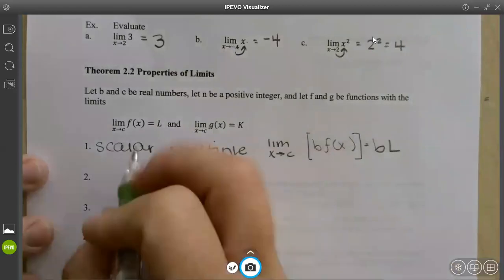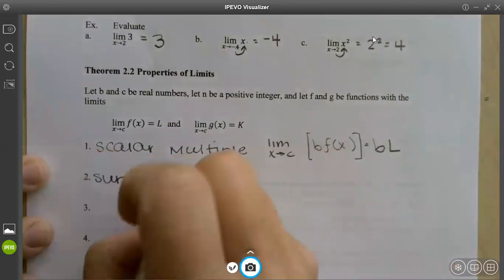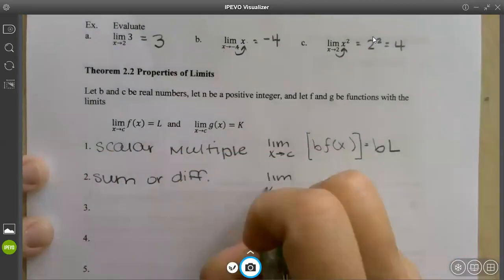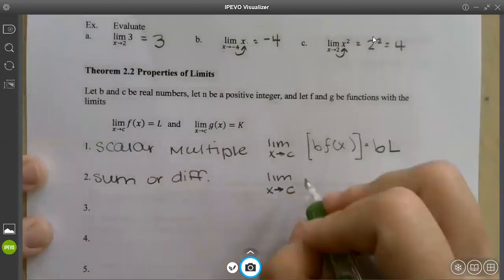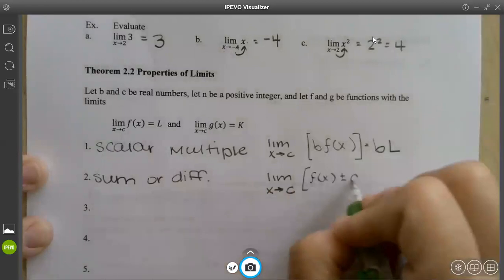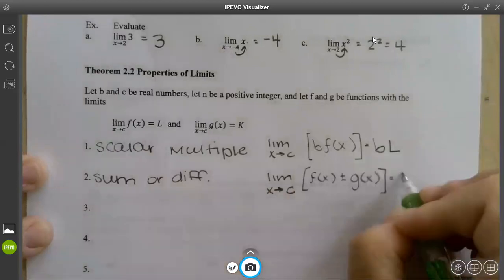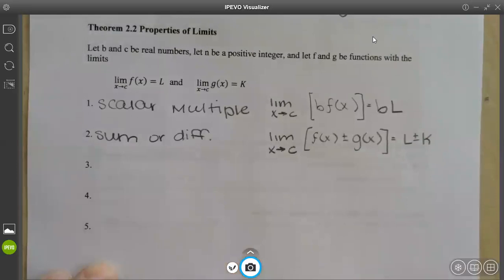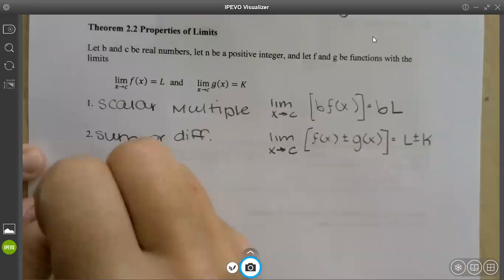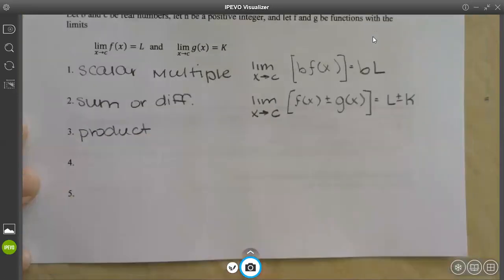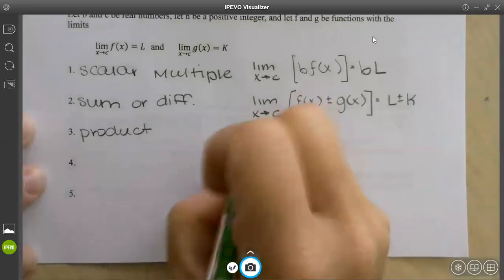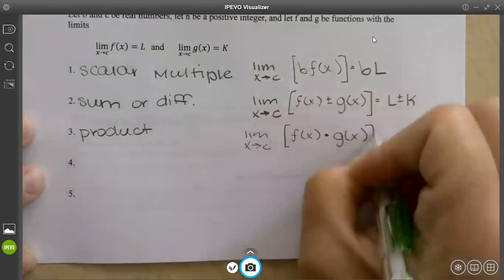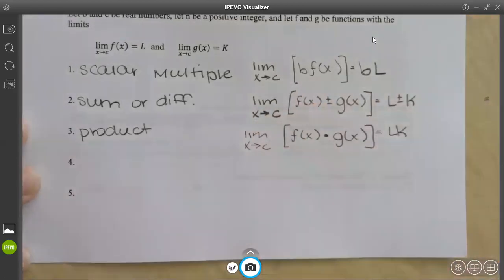The next one is sum or difference. I'm not going to write out the whole word difference. If you want to write it out, go ahead and do that. That would mean the limit as x approaches c of f of x plus or minus g of x would be L plus or minus k. You know that the product is multiply. So we're writing the same thing. The limit as x approaches c of f of x times g of x is going to equal L times k.